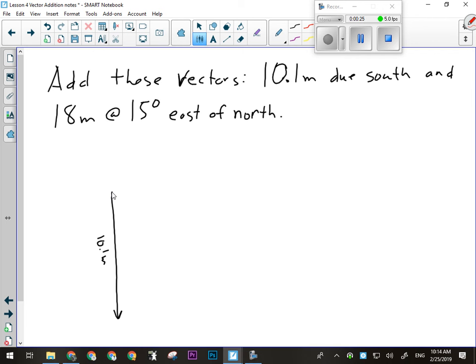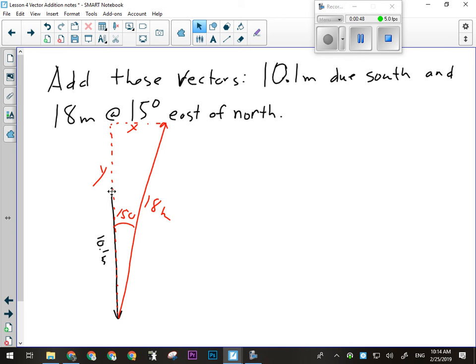All right, so I'm going to have to draw my reference line due north, and then I'm going to go 15 degrees east of that. 18 meters. Here's 15 degrees east of north. This will be the y component. This will be the x component of that triangle. My resultant goes from start to finish. So it's going to look like that.